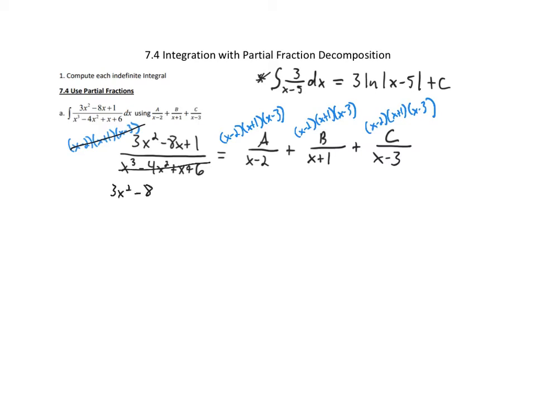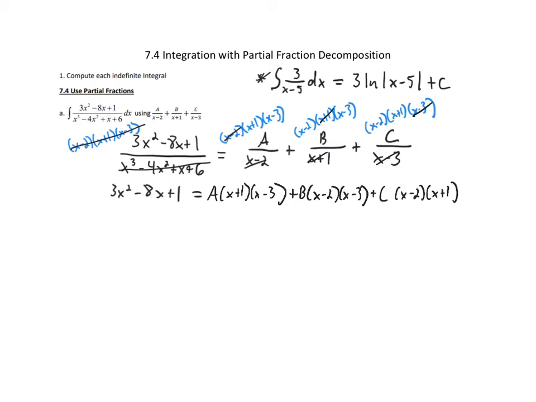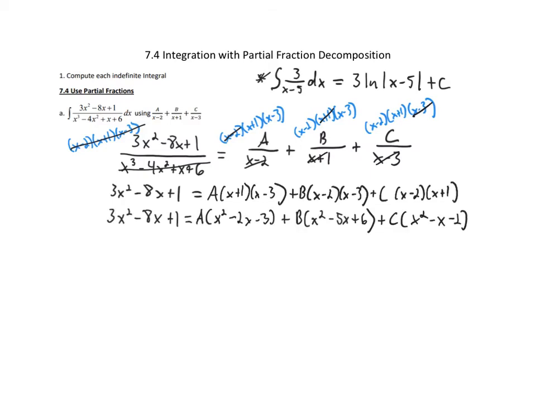We've got 3x squared minus 8x plus 1 equals. Here we lose the x minus 2 term, so we have a times x plus 1, x minus 3. Here we lose the x plus 1 term, so we have plus b times x minus 2, x minus 3. And here we lose the x minus 3, so we get plus c times x minus 2, x plus 1. Now let's multiply that whole right side out. Multiplying each of those binomial terms, we have a times this polynomial plus b times this one plus c times this one. Now let's distribute the a, b, and c.